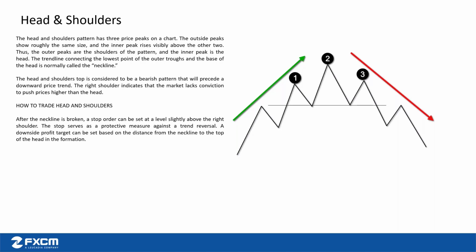How to trade a head and shoulders. After the neckline is broken, a stop order can be set at a level slightly above the right shoulder. The stop serves as a protective measure against a trend reversal. A downside profit target can be set based on the distance between the neckline to the top of the head in the formation.